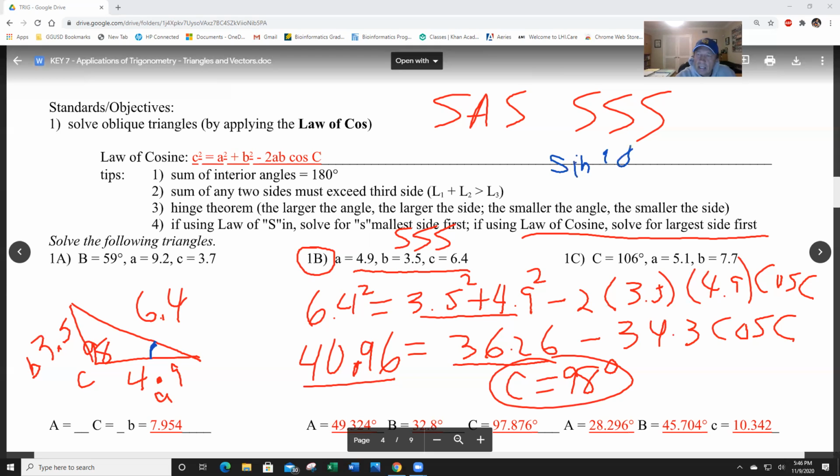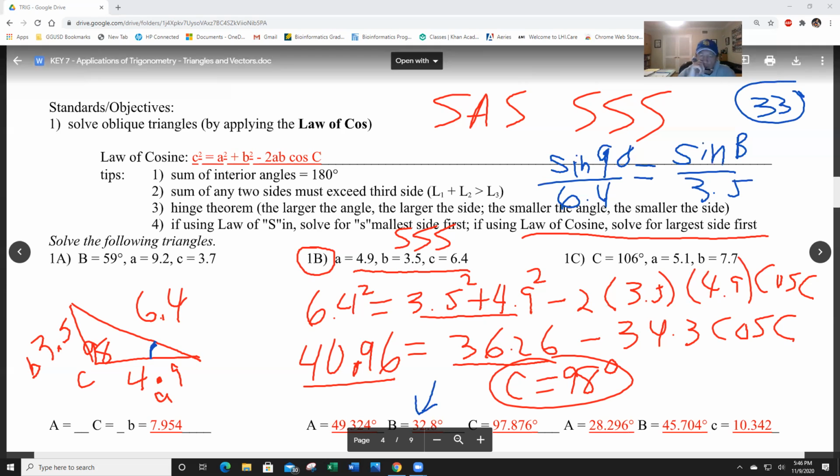Sine of 98 divided by 6.4 equals the sine of B over 3.5, okay? And that's going to come out about 33 degrees, okay? I have the exact answer down here at 32.8, but it's about 33. So that's 33 or so. And then go ahead and use the 180 minus rule to get that one, okay? And there you go. That's pretty simple, huh? Not bad at all. So that's the SSS case.